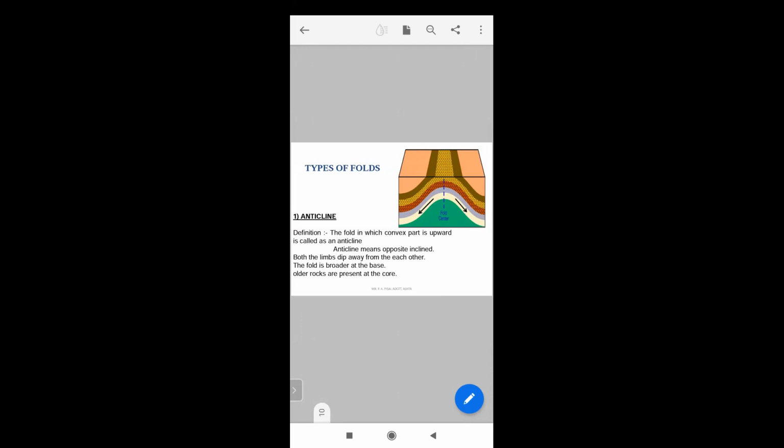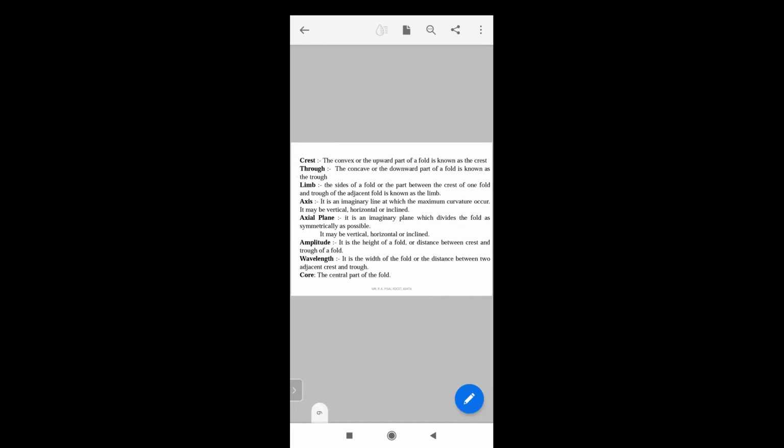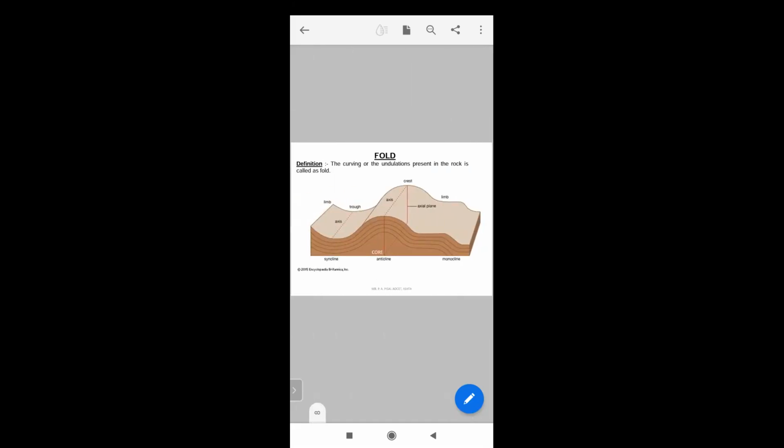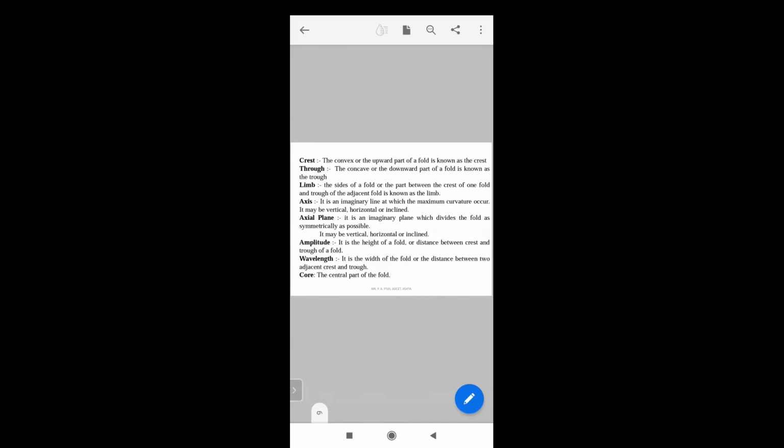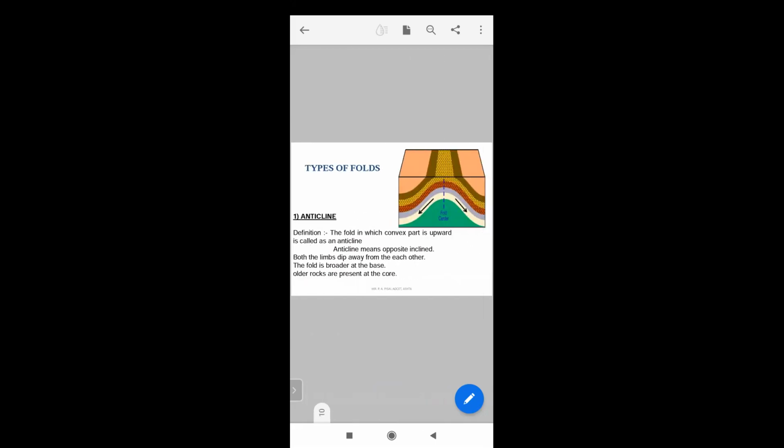Okay, so in the last lecture we have seen what is the meaning of fold and the different parts of the fold. Means such a type of wave-like structure in the rock we consider as a fold. And there are different types and different parts of the fold that we have discussed earlier. Now today we are going to discuss the different types of the fold.